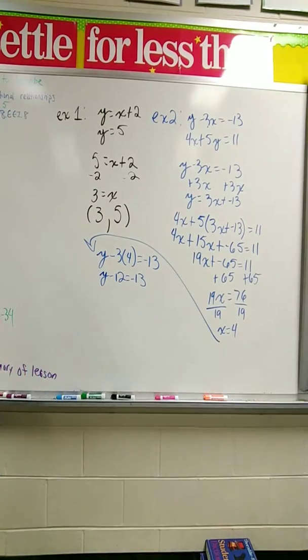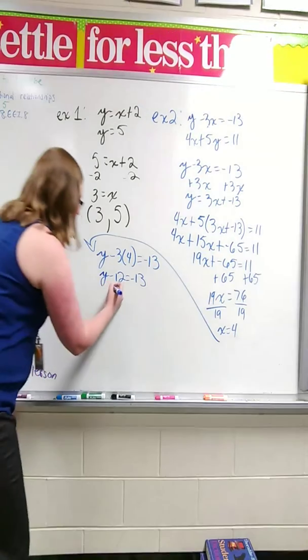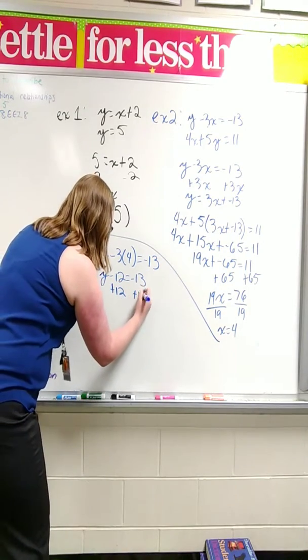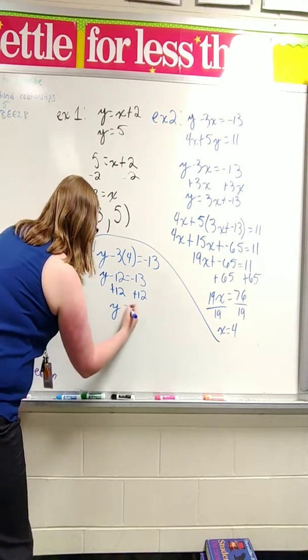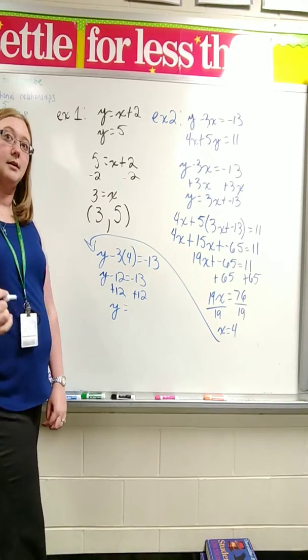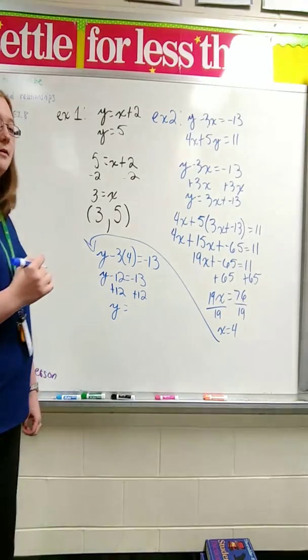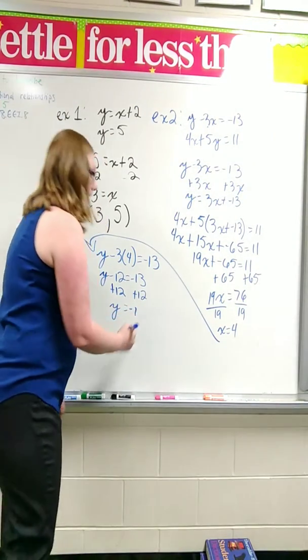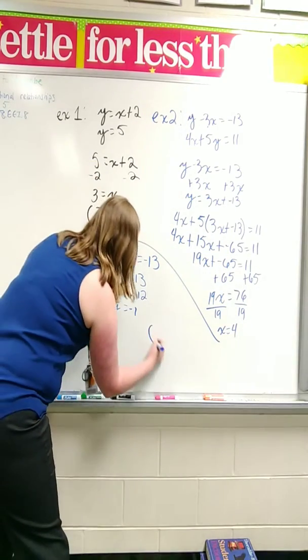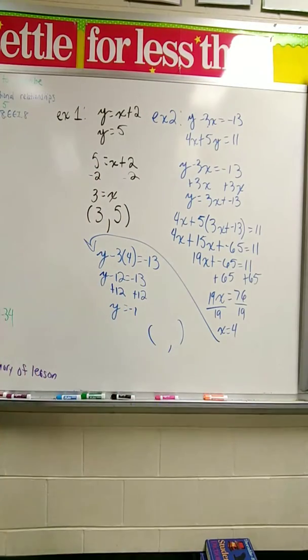Then what do I do? Add 12 to both sides. That leaves me with y equals what? It leaves you with negative 1. Very good. Y equals negative 1. What is my ordered pair? 4, negative 1.